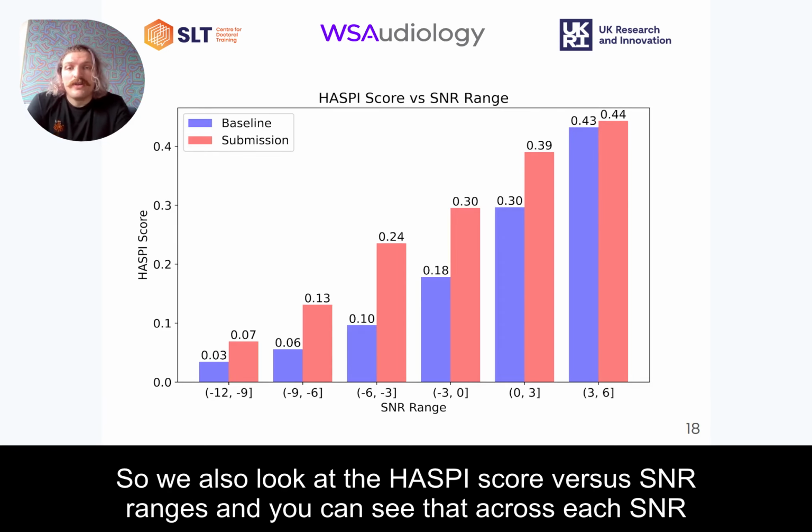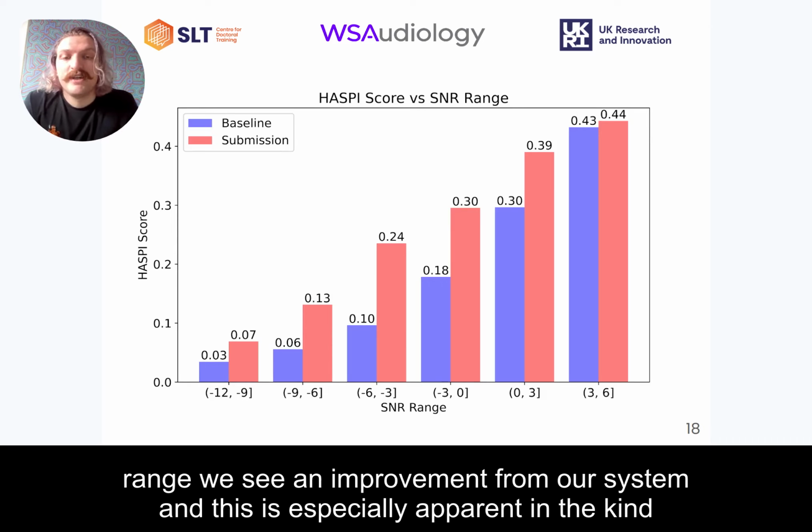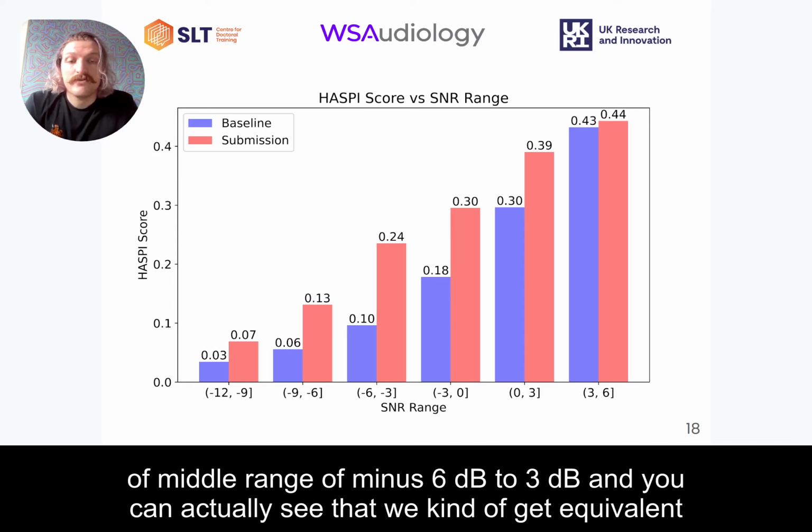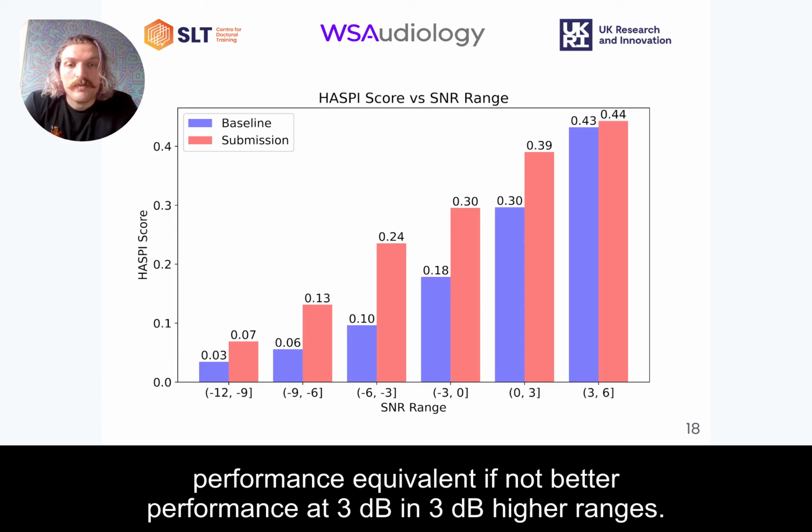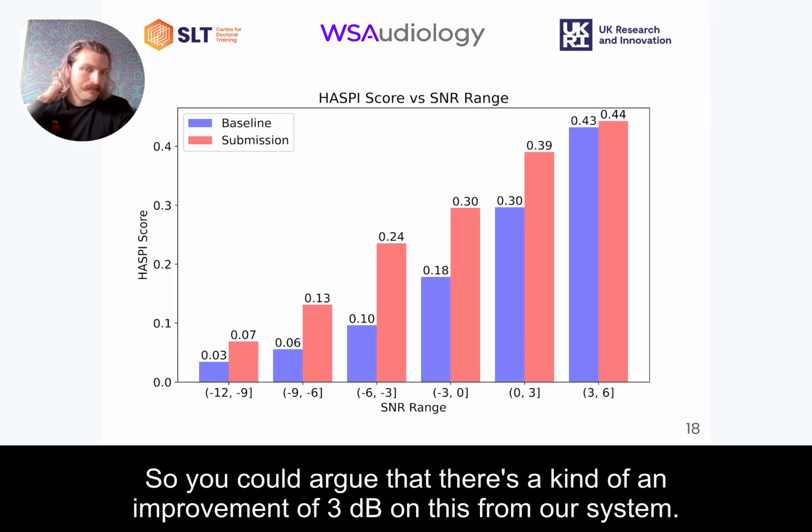We also look at the HASPI score versus SNR ranges, and you can see that across each SNR range, we see an improvement from our system. This is especially apparent in the middle range of -6 dB to 3 dB. You can see that we get equivalent, if not better, performance at 3 dB as the baseline at 3 dB higher ranges. So you could argue that there's an improvement of 3 dB from our system.